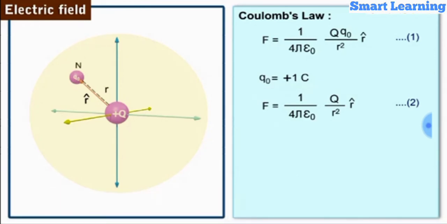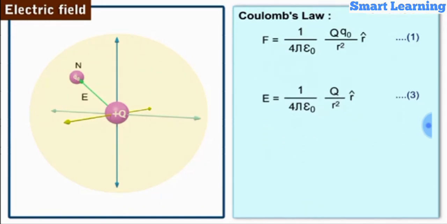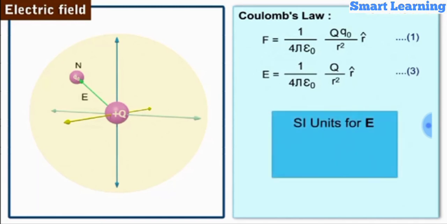Therefore, the electric field strength due to charge q at point N is E equal to 1 by 4 pi epsilon naught q by r square into r cap. Let us label it as equation 3. Electric field strength E is a vector quantity pointing in the direction of the force on a unit positive charge at a point in the electric field. In SI units, it is measured in Newton per Coulomb or volt per meter.